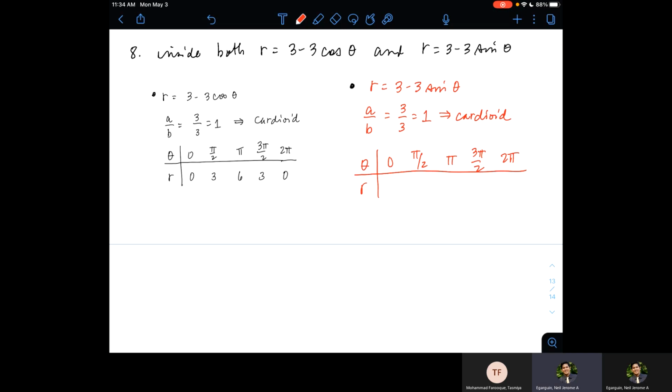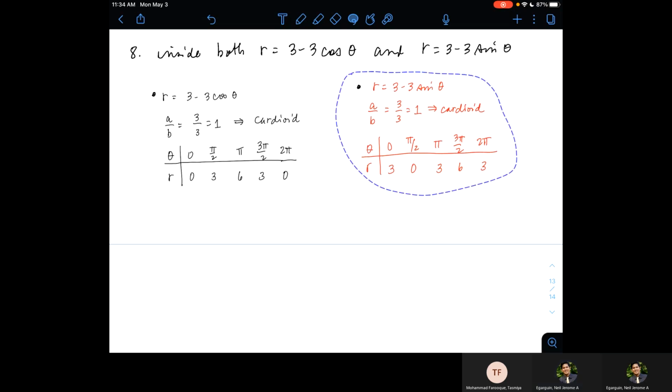Evaluate the R values at the quadrantal angles. When theta is 0, we get 3. When theta is pi over 2, we get 0. At pi, sine is 0, so we'll get a 3. At 3 pi over 2, sine is -1, so we'll get a 6. And at 2 pi, we'll be back at 3. Okay, so these would be our points.